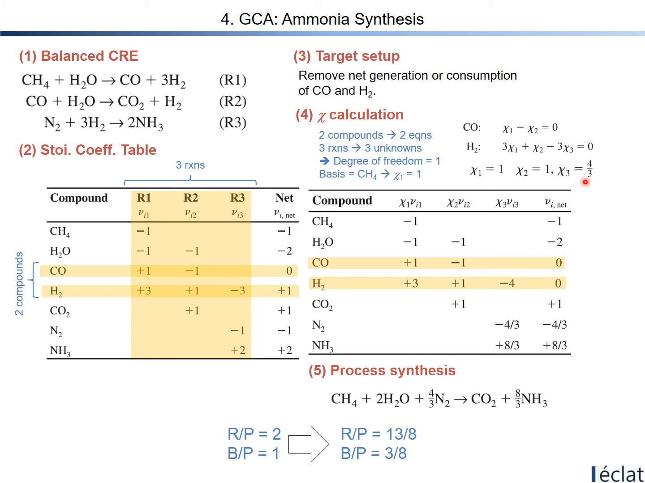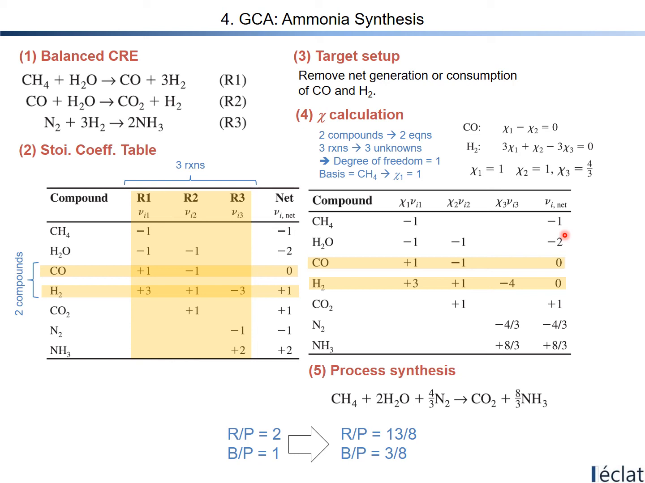Okay, so let me apply these weight factors. I mean step 5, process synthesis. Chi1 is just 1, nothing changes. How about reaction 2, nothing changes. But reaction 3 is changing. Minus 3 times 4 over 3 goes to minus 4. Then also minus 1 goes to minus 4 over 3, plus 2 goes to plus 8 over 3 by applying the weight factor 4 over 3. Then calculate the net summation of the stoichiometric coefficients.